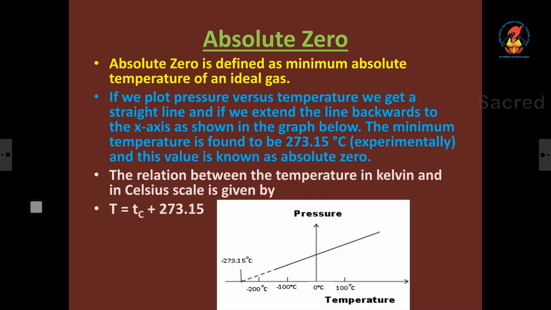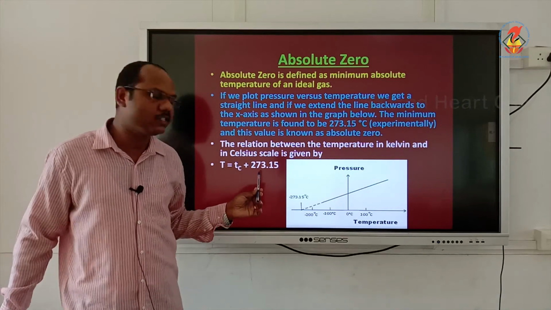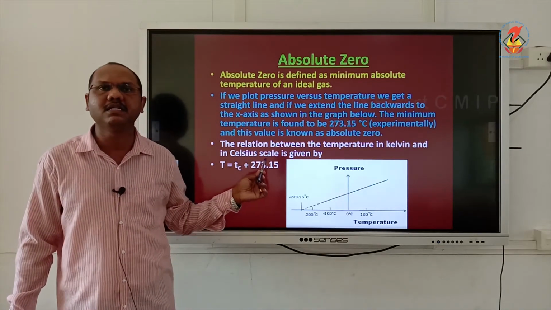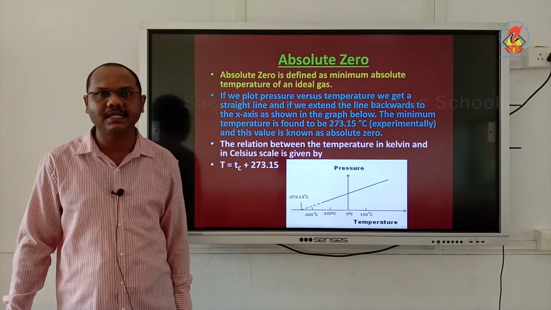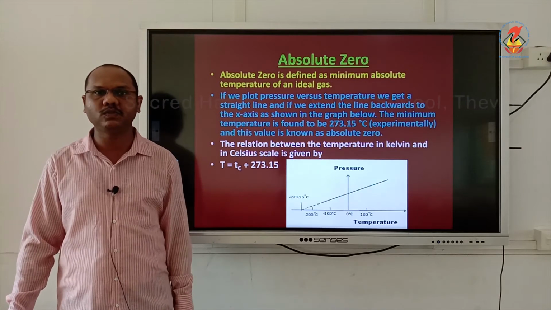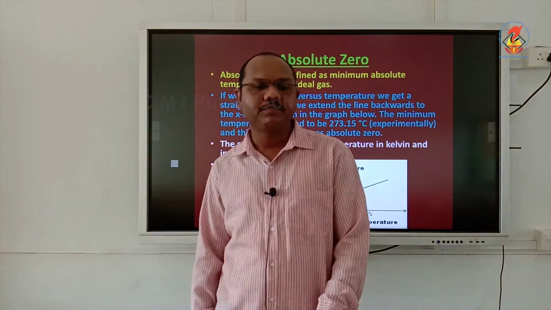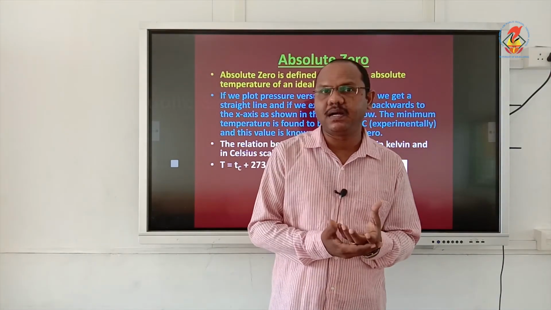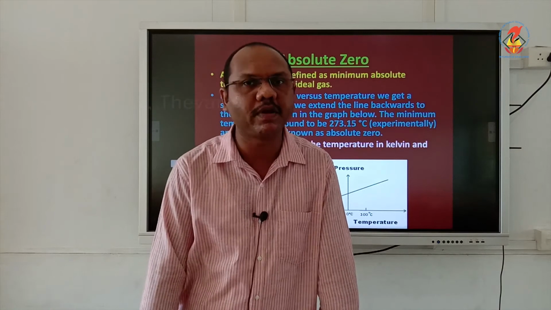Temperature in Kelvin is written as capital T. Temperature in Kelvin can be found by the equation T = Tc + 273.15, where Tc is the temperature in degrees Celsius.